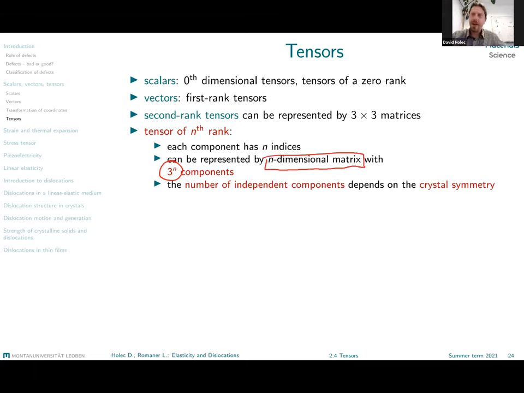So if I would have a third rank tensor, which is essentially a 3x3x3 matrix, it means it's a cube of data.